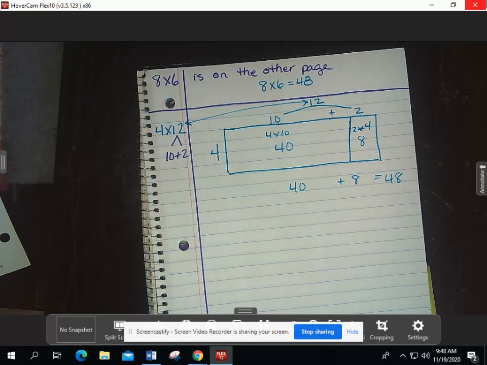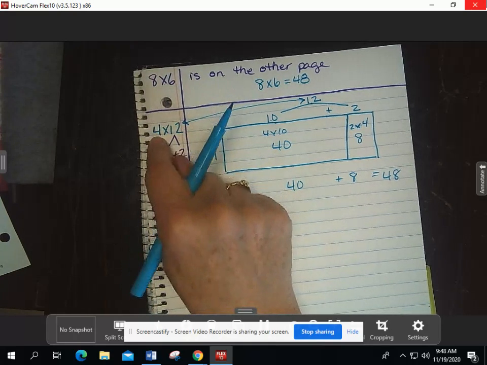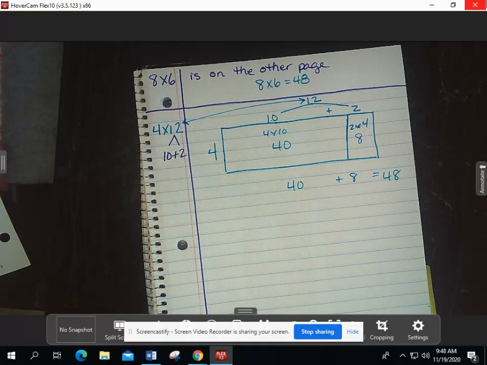Okay, I'm giving people think time right now. Look at the 8 and the 6. Look at the 4 and the 12. What did you see happen? Okay, Akaya, what did you notice?